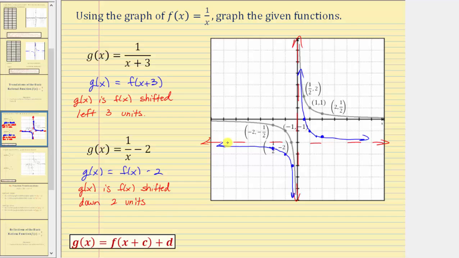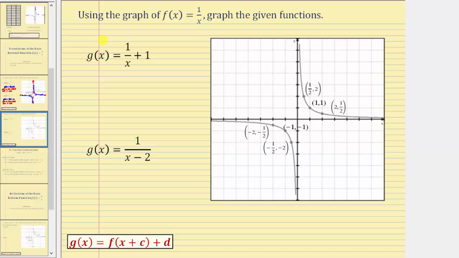Let's take a look at 2 more examples. Here we have g of x equals 1 divided by x plus 1, which means we can say that g of x is equal to f of x plus 1. So because of the plus 1, we know that g of x is f of x shifted up 1 unit.